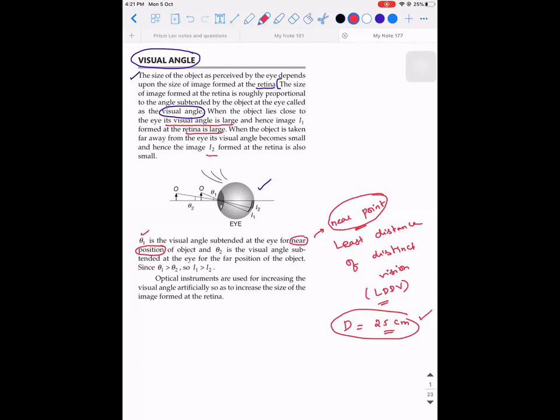Theta1 is the visual angle subtended to the eye for near position of the object, and theta2 is the visual angle subtended at the eye for the far position of the object. Since theta1 is greater than theta2, I1 will be greater than I2. So this idea tells us that we need to go with optical instruments. Why do we go for optical instruments? Optical instruments are used for increasing the visual angle artificially, so as to increase the size of the image formed at the retina.